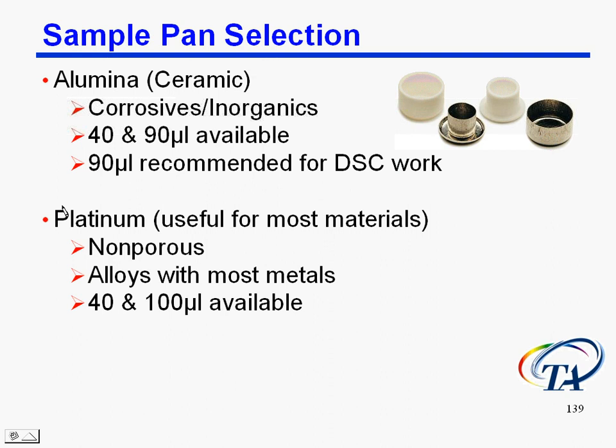Platinum pans are useful for most materials. They're non-porous, which is a plus, but they do tend to alloy with most metals. And they're available in 40 and 100 microliter sizes.